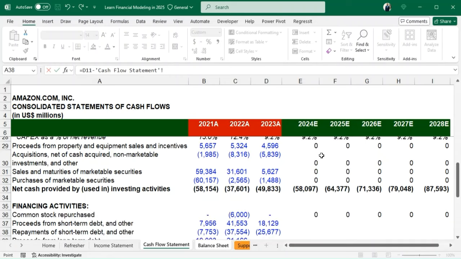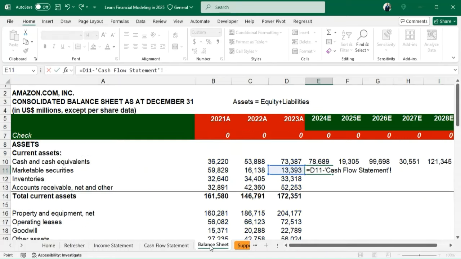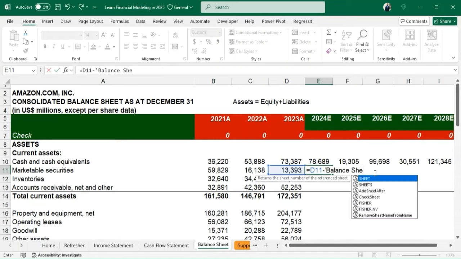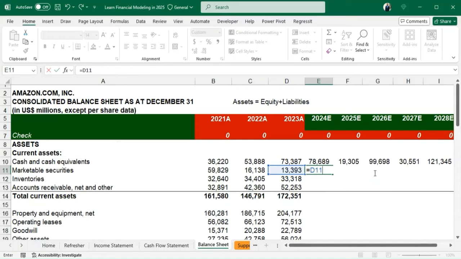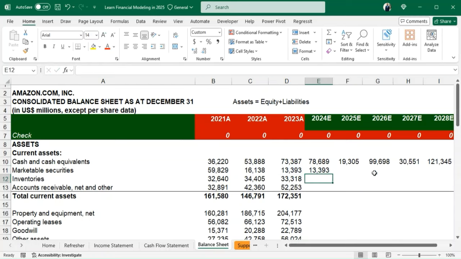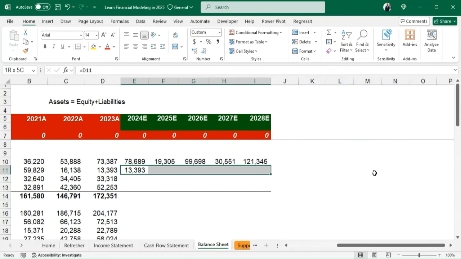When you look at this, you can see that they are all 0, 0, 0. The sales and maturities of marketable securities is 0. We are assuming that is 0, and then purchases are also 0. And so going back to our balance sheet, we can delete this reference to our balance sheet and assume that this is going to continue for the next period because the other items are 0. So I'm going to copy this across.